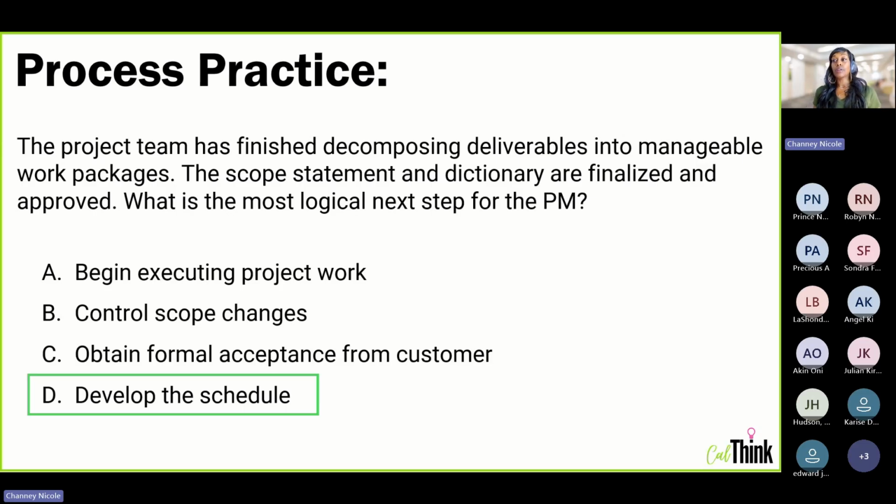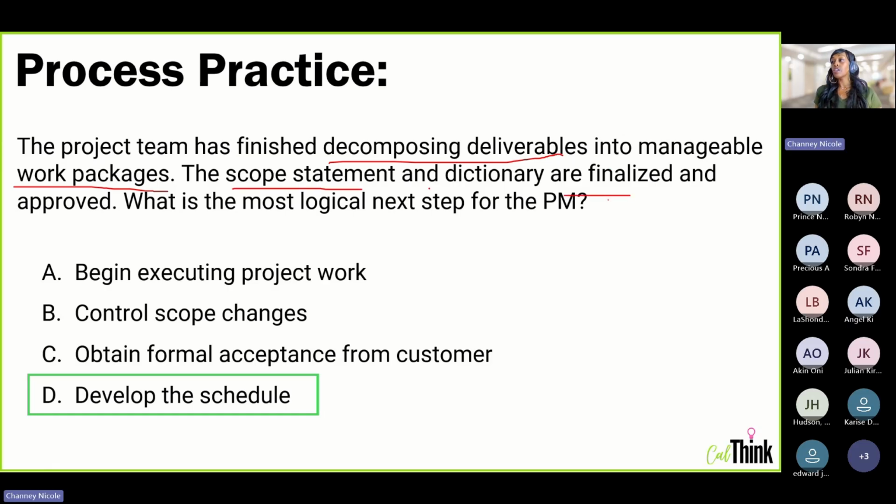All right, so question number 3. The answer here is develop the schedule. So let's break down the question. This one says the project team has just finished decomposing deliverables into manageable work packages. Where do work packages come from? They come from our WBS, right? Create WBS, our work breakdown structure. So we know automatically that we're in scope planning, okay? We're in scope planning. The scope statements and the dictionary, oops, where'd my pen go?